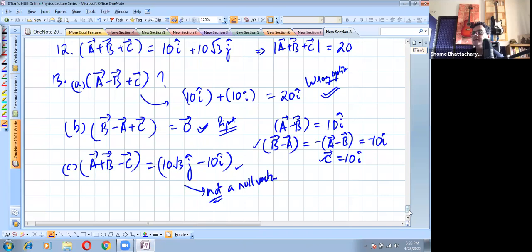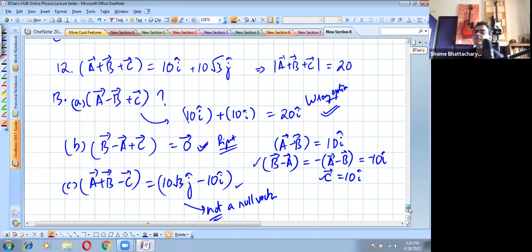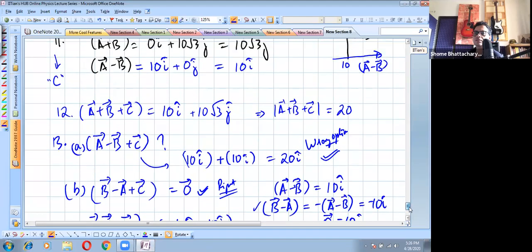Similarly, 14th is direct again. You have to see what angle the sum of A, B, and C is making with the x-axis. So A, B, and C you already got. A plus B plus C is this. You have to see its angle with the x-axis. So tan theta is y by x. So it's just root 3. So the angle is 60. Okay, so the angle should be 60.